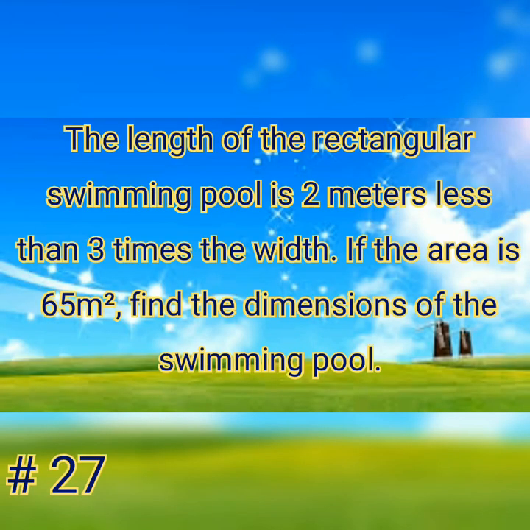The length of the rectangular swimming pool is 2 meters less than 3 times the width. If the area is 65 square meters, find the dimensions of the swimming pool.